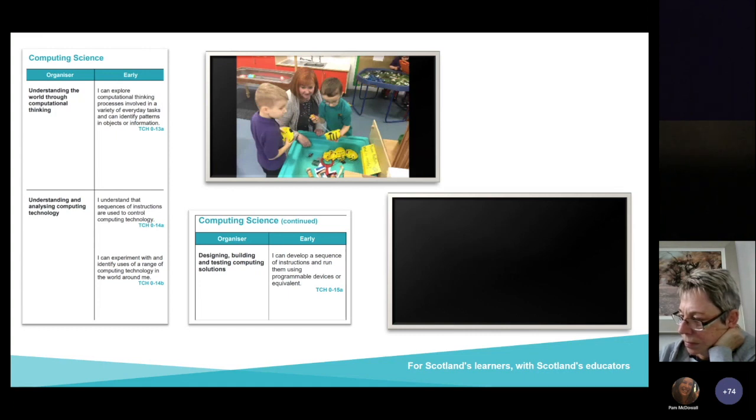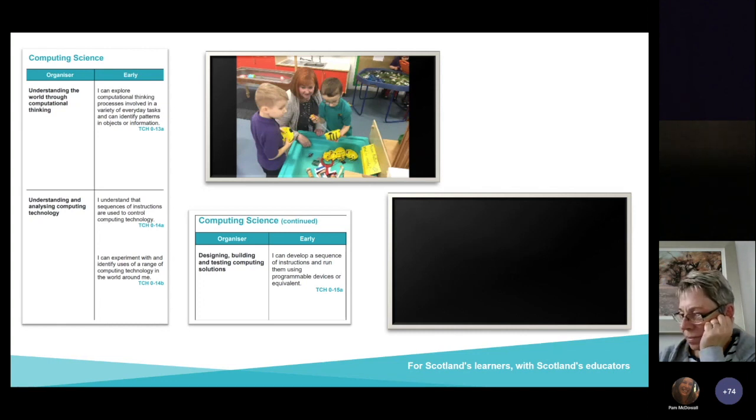And again, I bet you guys have got loads of examples of how you already do that. So I just want to focus on the three organisers in computing science in our curriculum. And I want to start with computational thinking, and I've already touched on that, but computational thinking is the golden thread that runs throughout our curriculum and our lives. It's intertwined in almost everything that we do. It basically allows us to take problems, break them down into more manageable parts, and to develop solutions.